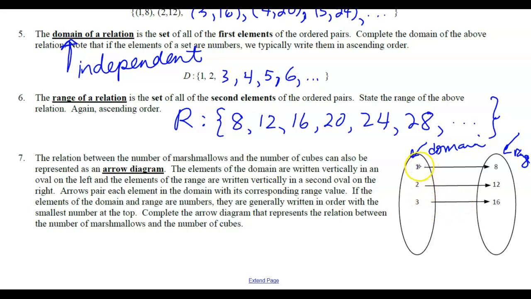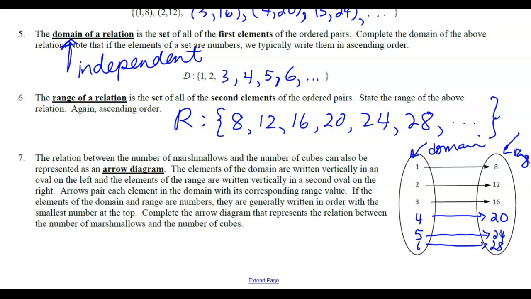Take a look from each domain value, the number of cubes, the range has an arrow towards it. So for 4 cubes, it was 20 marshmallows. For 5, it was 24. Now in this case, our circles are kind of close. So really in our chart, I'll go to 6 because that's what we went to in our chart. It's hard to show infinity in an arrow diagram, but you could put the dots underneath, although we rarely do. We usually do it for a small set, the arrow diagrams, okay?